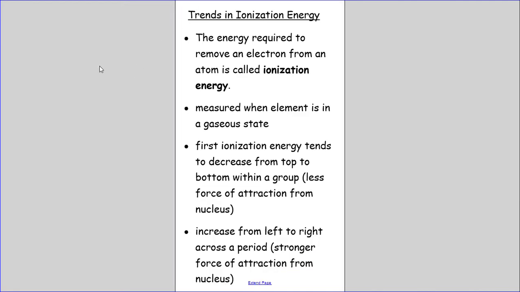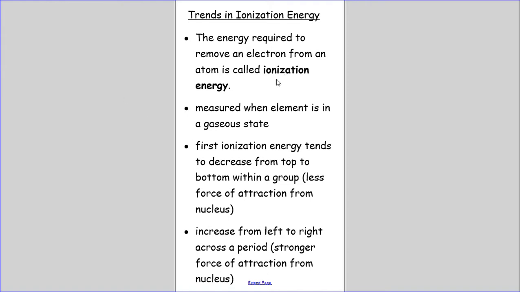Trends in ionization energy. The energy required to remove an electron from an atom is called its ionization energy. It's measured when an element is in a gas state, and the first ionization energy tends to decrease from top to bottom within a group. There's less force of attraction from the nucleus, and it increases from left to right across the period, where we have a stronger force of attraction from the nucleus.